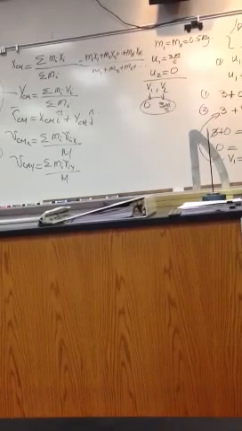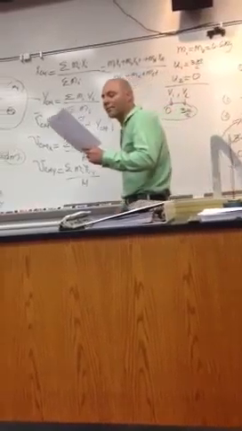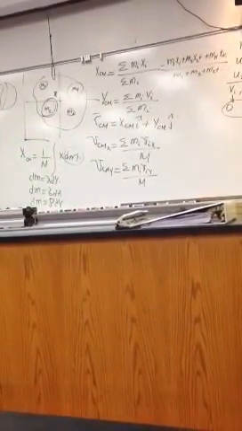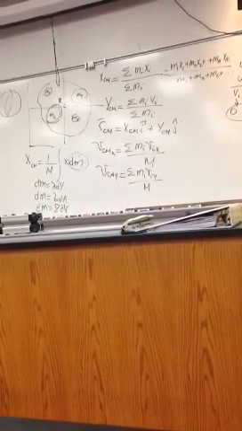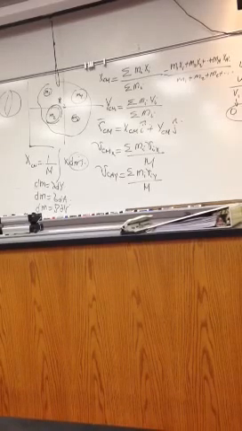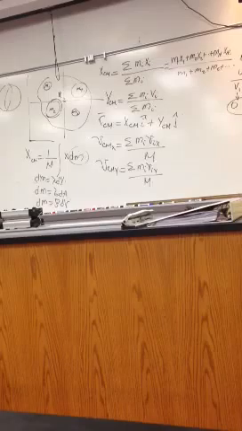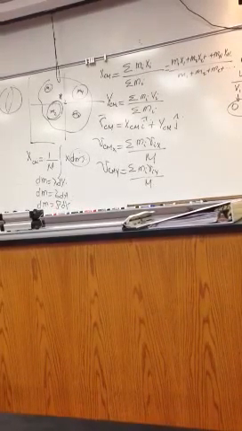The next problem said that at the instant a 2-kilogram particle has a velocity of 4 meters per second in the positive X direction, a 3-kilogram particle has a velocity of 5 meters per second in the positive Y direction. The question: what is the speed of the center of mass of the two-particle system?